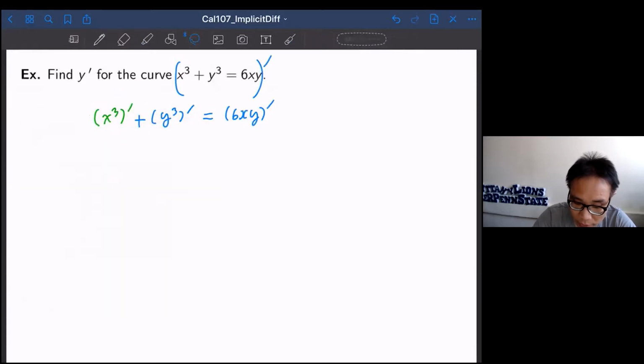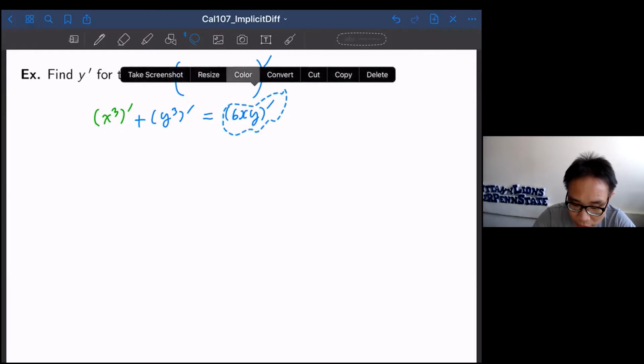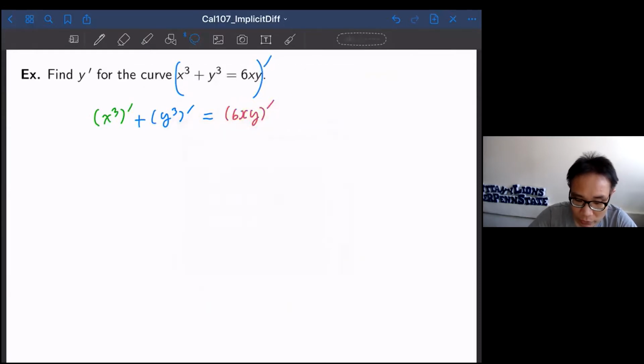Okay, and I'm gonna use the red color for this term, in order to distinguish each term and each calculation. So I'm gonna use 3 colors in this case. For the green one, you see that the derivative of x cubed is gonna turn out to be 3x squared, pretty clear. And the derivative of y cubed is gonna be 3y squared y prime.